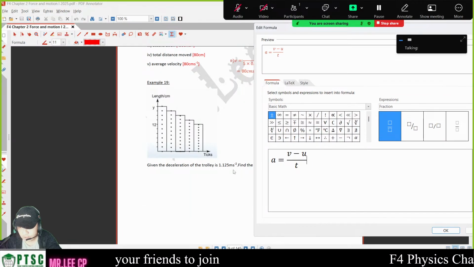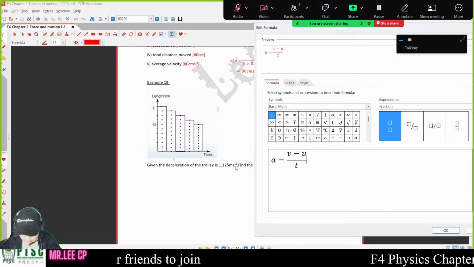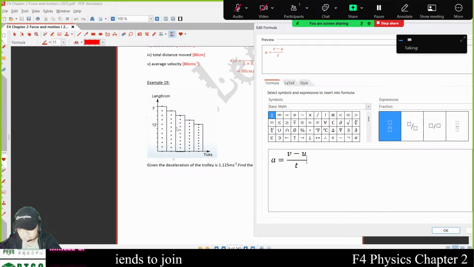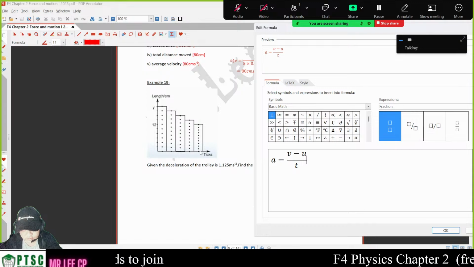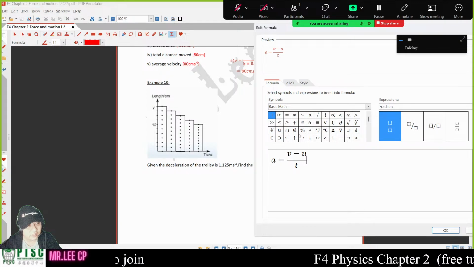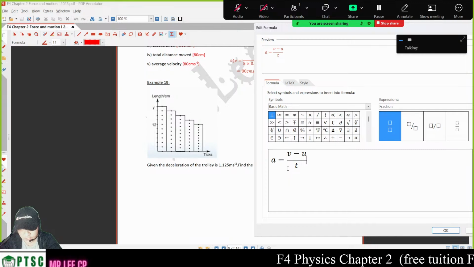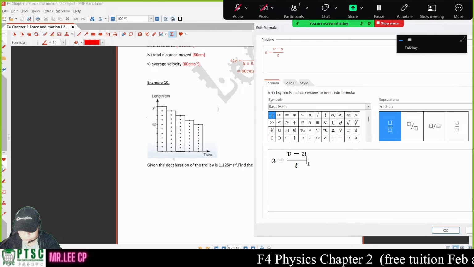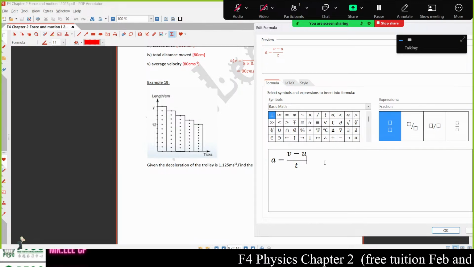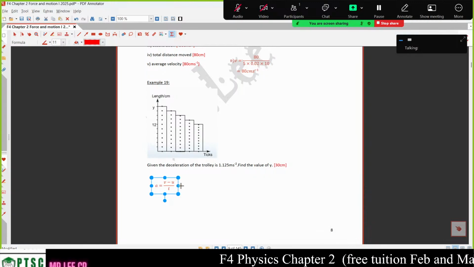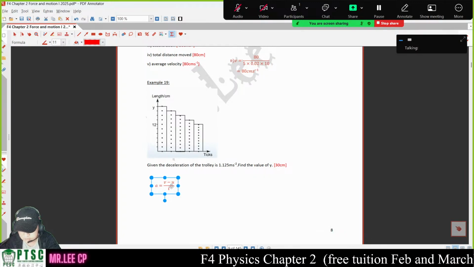So now a is negative 1.125. V, I don't have it. I need to get it from here, the final velocity. U, I need to get it from here. And t, we can get it from here. So I leave it here first. Later, we are going to substitute in.